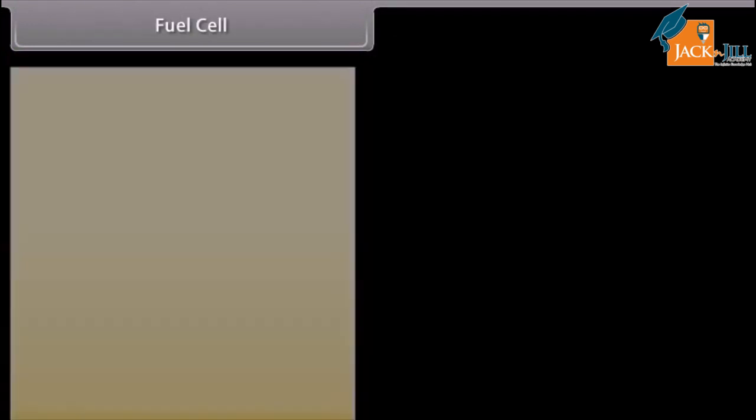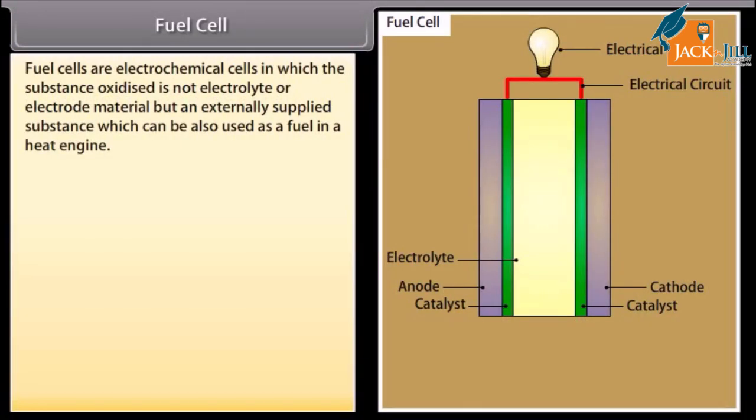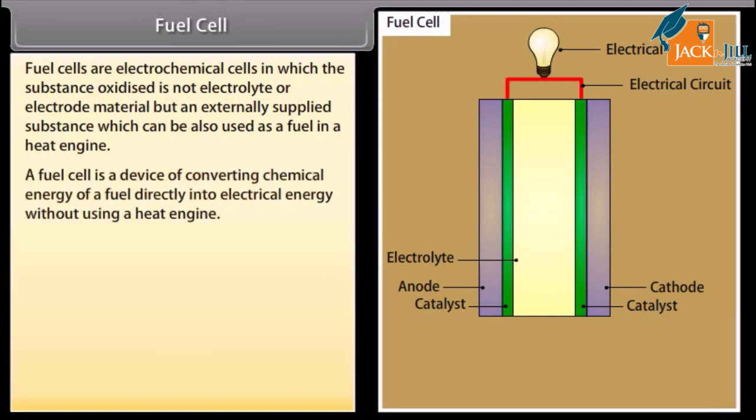Fuel cell. Fuel cells are electrochemical cells in which the substance oxidized is not electrolyte or electrode material, but an externally supplied substance, which can also be used as a fuel in a heat engine. A fuel cell is a device of converting chemical energy of a fuel directly into electrical energy without using a heat engine.